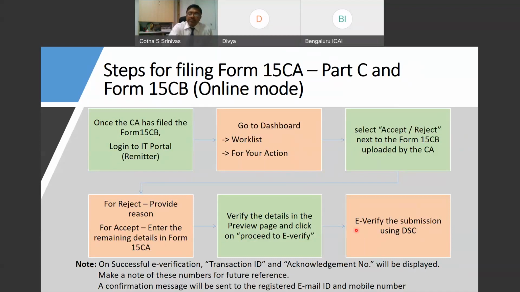So the remitter can e-verify the submission with or without DSC. As I said, it says e-verify the submission using DSC, but I think even without DSC, you can do it as per the rules. But as per the new portal, it says using DSC, and we have to see practically how it works. There are 4 or 5 methods of e-verification, which need not use DSC. DSC is one of the methods. On successful e-verification, you will get the transaction ID and acknowledgement number. The same will be sent to your registered email ID and mobile number. So this will complete the process of filing Form 15 CA and 15 CB.